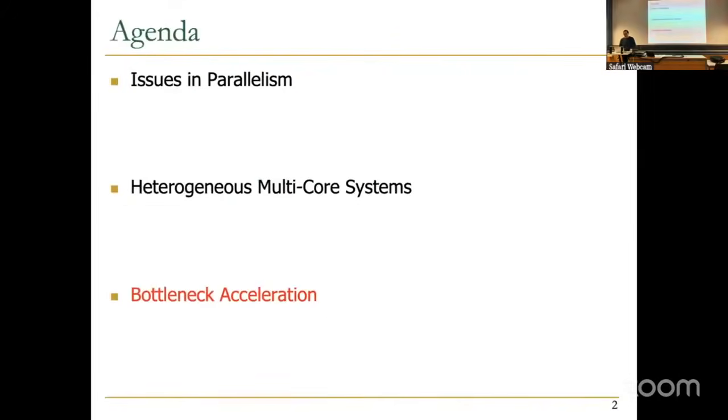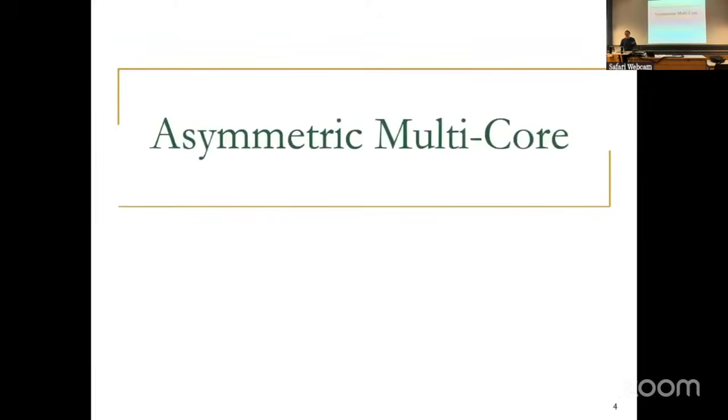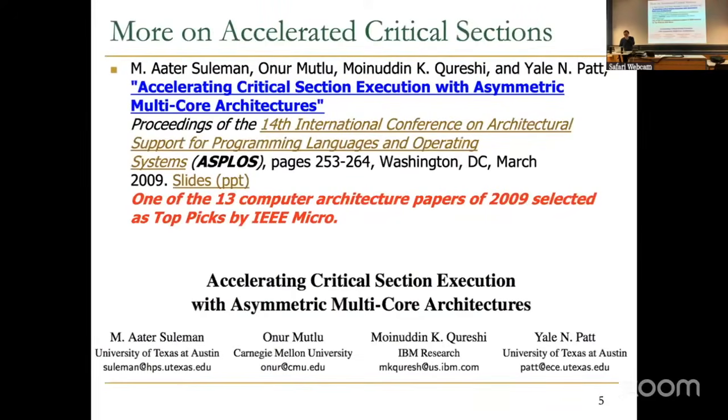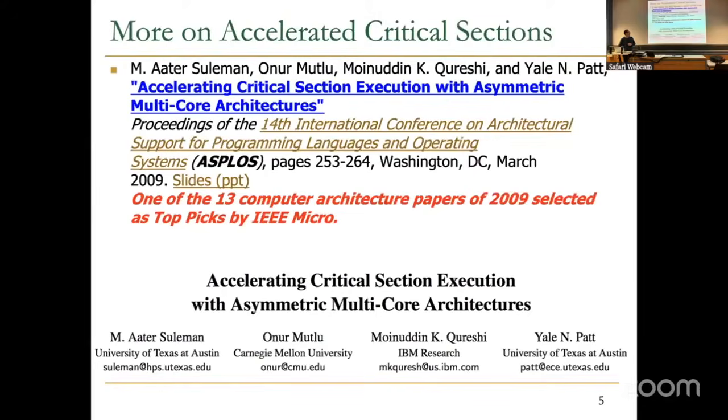So just to jog your mind, we covered heterogeneity yesterday. We're going to cover more of that, but our focus will be a little bit on bottleneck acceleration. These are some of the readings that we were covering. And we were talking about asymmetric multi-core, and these are some papers we covered. So we started with accelerating critical sections. We actually started accelerating serial bottlenecks and put them on a large core, which made things faster. And then we accelerated critical sections kind of blindly, put them on a large core, which made things faster.